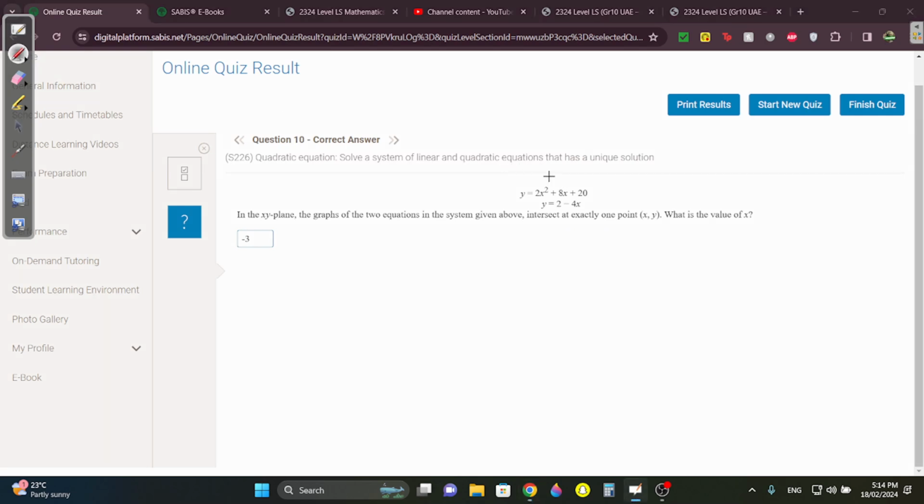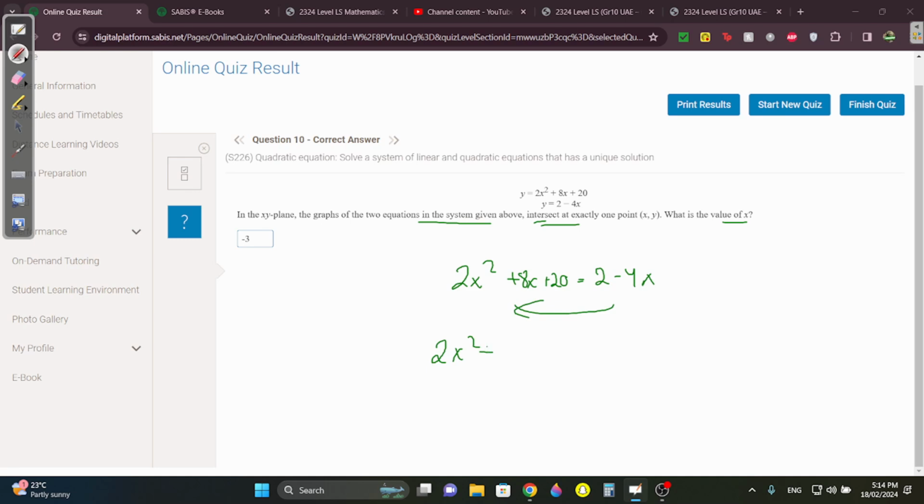Okay, you have two equations. They intersect. When they say they intersect, that means you make them equal. They want the x. So when they intersect, you have to make them equal. So 2x squared plus 8x plus 20 is equal to 2 minus 4x. Okay, how do you solve this? You have to move everything to one side, always.